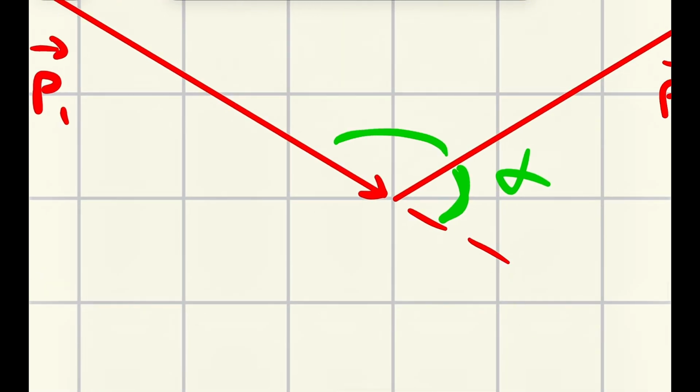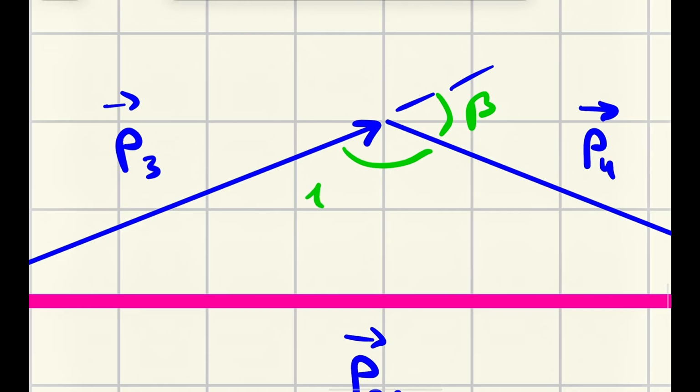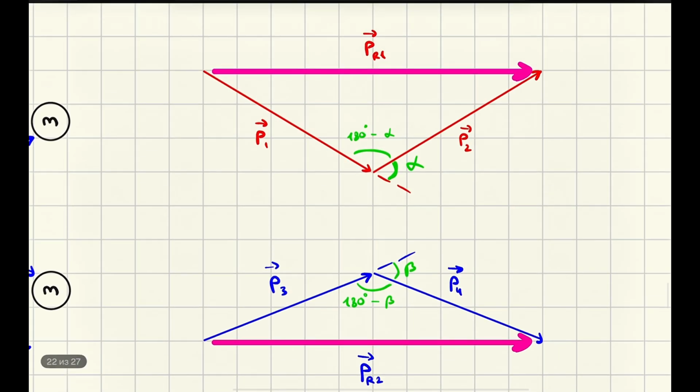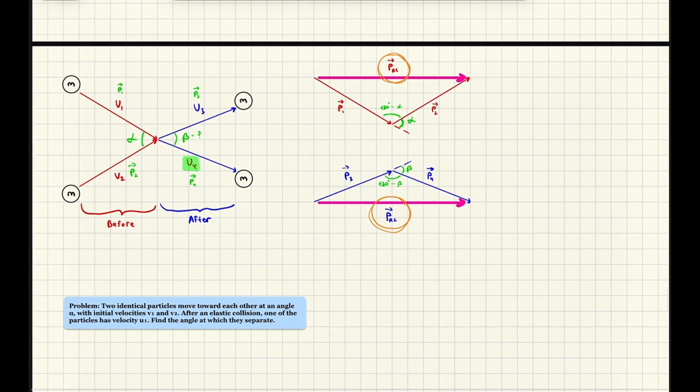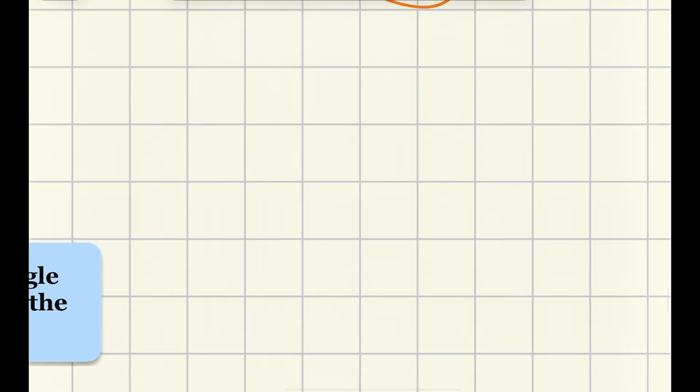The very same principle, this has to be 180 minus alpha. This has to be 180 minus beta. And the very same principle goes here. Again, this one and this one have to equal each other. Conservation of momentum works in here. So if we do it with vectors, it would look something like this. Let's write for the first situation, then I would write it for the second situation.